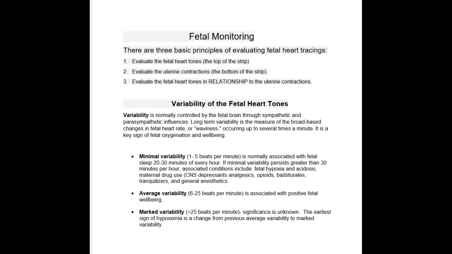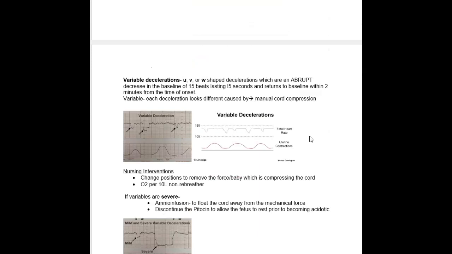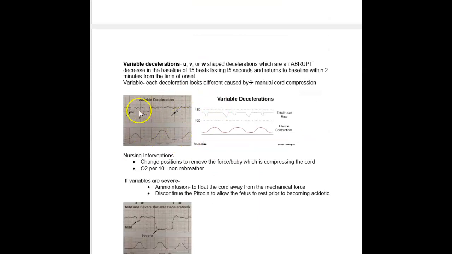So there's three basic principles for evaluating a fetal heart tracing. One, the fetal heart tones, which is the top of the strip. Let me show you that. So you can see here's a strip. The top is the fetal heart tones, and the bottom are the contractions. Okay?